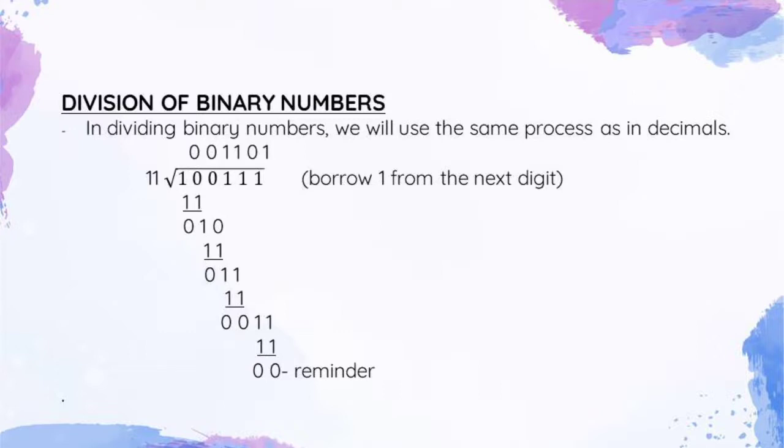So our remainder here is 0, because if we subtract 1 minus 1, 0. Then 1 minus 1, 0. So our remainder is 0. Then our answer in this example is 0, 0, 1, 1, 0, 1. So that is how you divide binary numbers.